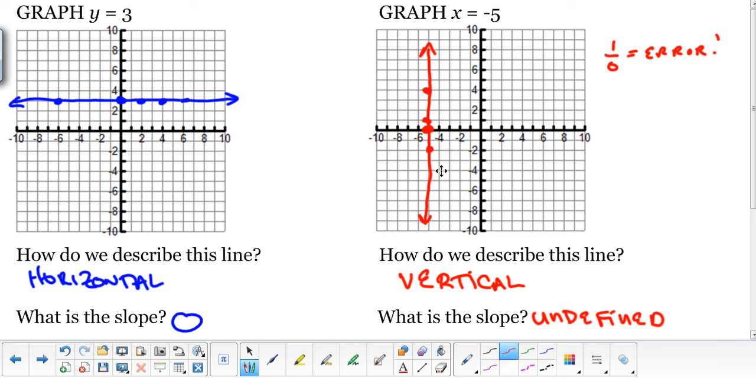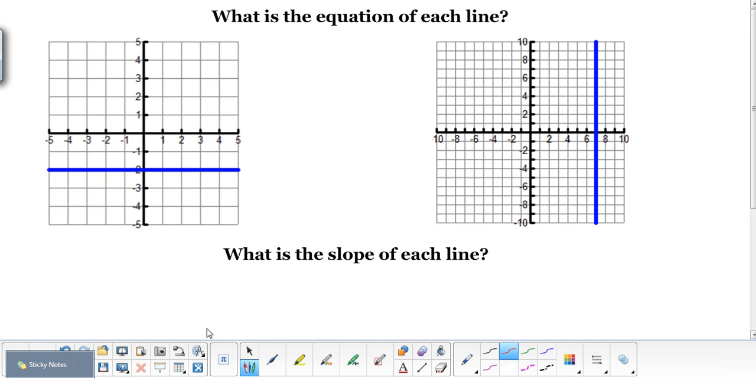If you tried riding your bike up this one, you would fall straight back down. You can't. It's impossible because it's too steep. So the slope is undefined. Now let's look at some writing examples.